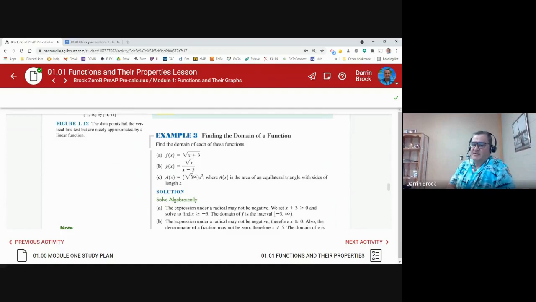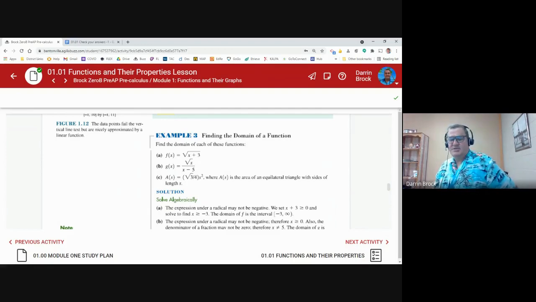-2 to infinity, question mark. Okay. x is greater than or equal to -3. And I don't mind you taking a guess if you don't know, because that's why we're going over this.